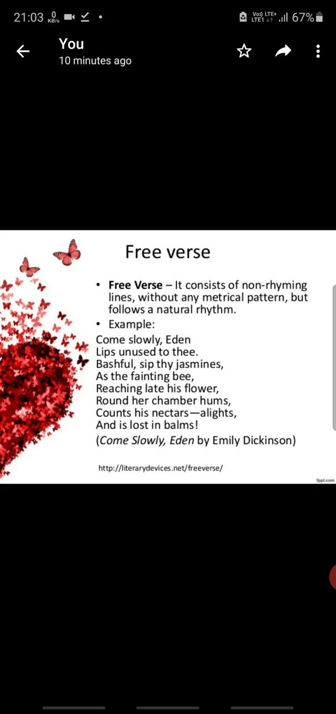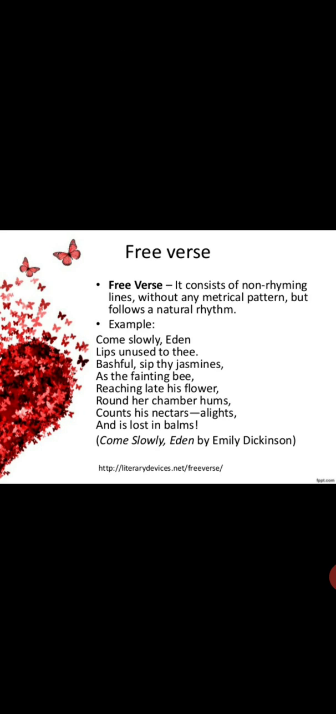So free verse does not mean that it doesn't have any musical quality. Of course, it has its musical quality. If you read the poem, you will find the musicality, but it doesn't have any regular metrical pattern. It's a name that is given to poetry that does not use any strict meter or rhyme scheme, because it has no set meter, poems written in free verse.